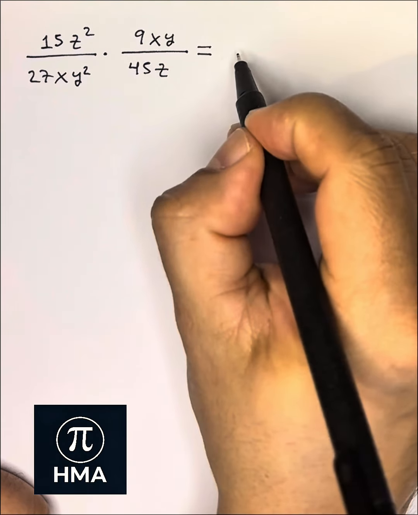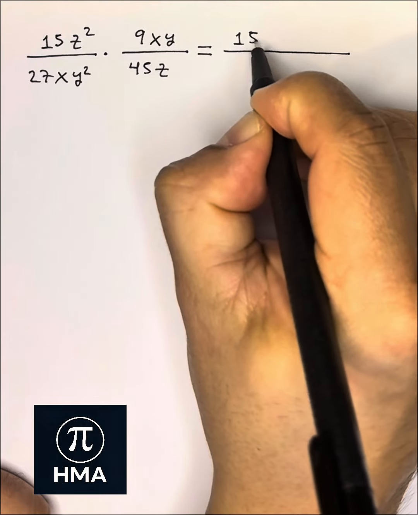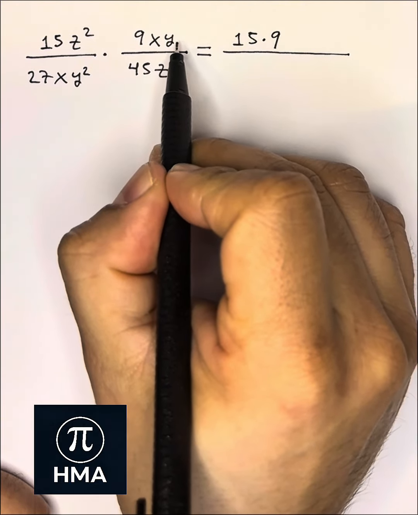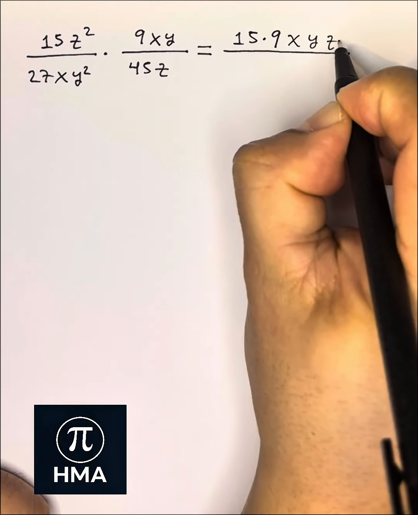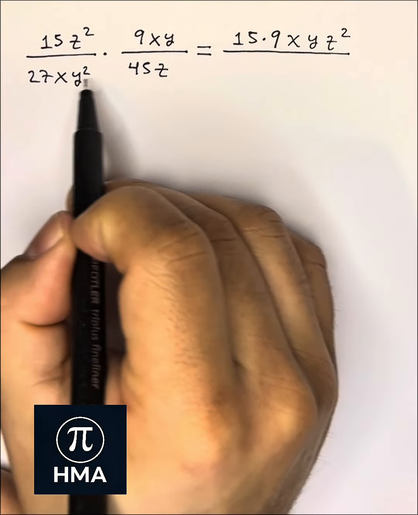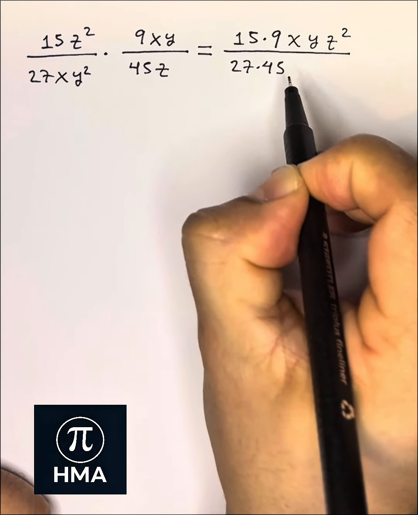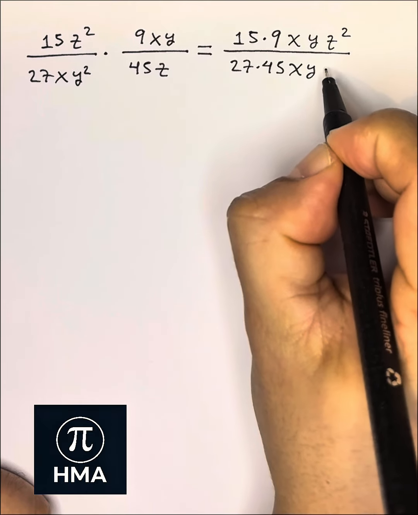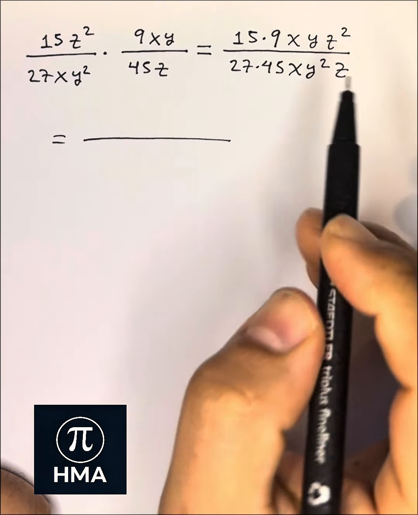15 by 9. Instead of writing the result, I will just write the numbers here. 15 by 9, right? And then we have x, y, and z square. X, y, and the z square, okay? In the denominator, we have the 27 and the 45, and we have x, y square, and z linear.